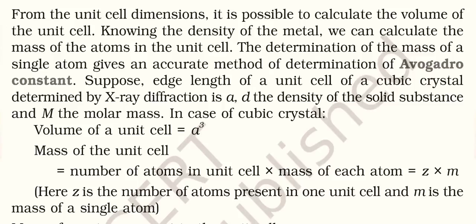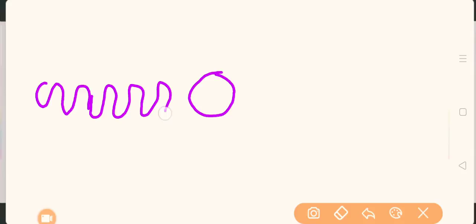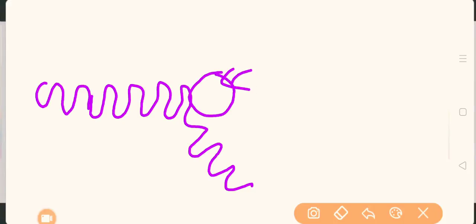Suppose the edge length of the unit cell of a cubic crystal is determined by X-ray diffraction. Now what is X-ray diffraction? Let us discuss it shortly. To observe something, normally we impact light on it. Suppose this is our particle size and this is the wavelength of our visible light. As we can see, the wavelength is shorter than the given particle. So in this case, the wave or light will interact with the given particle, and now you can see this particle.